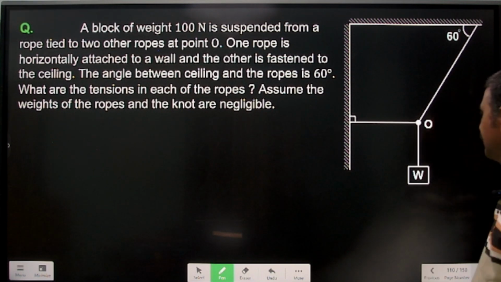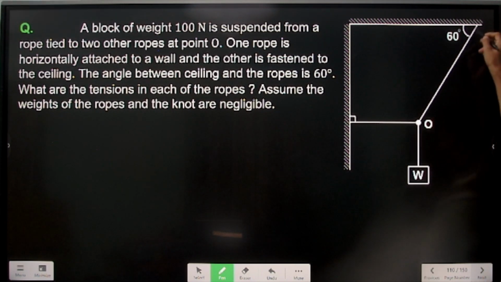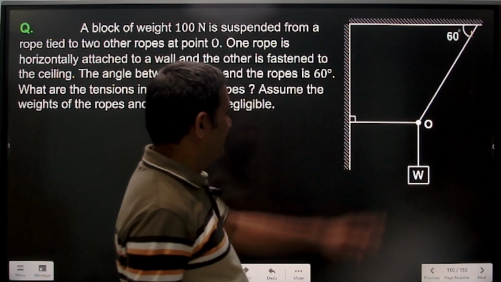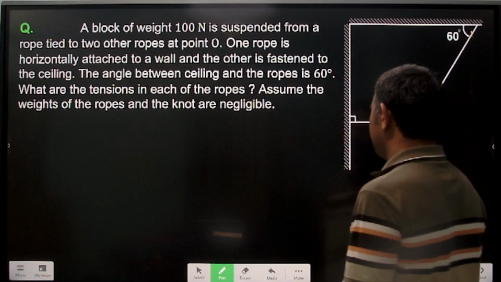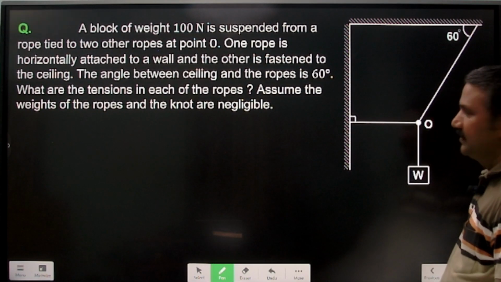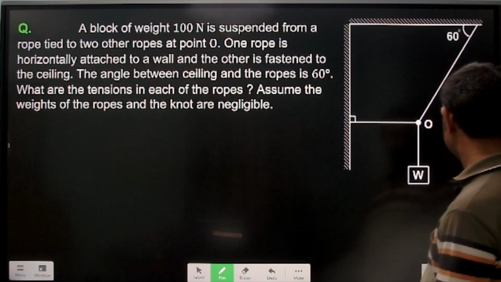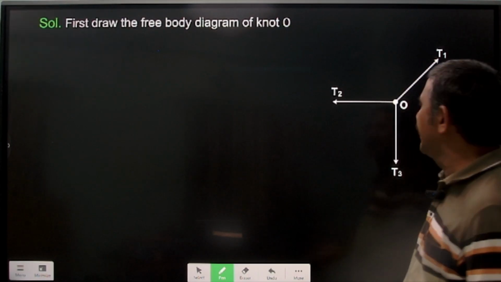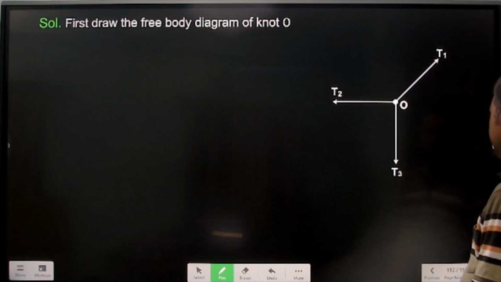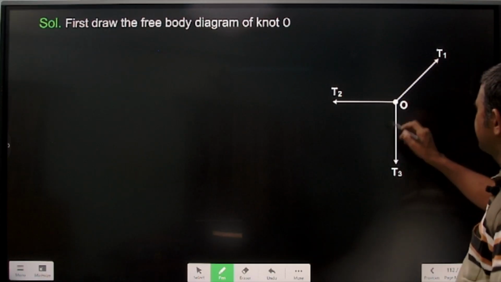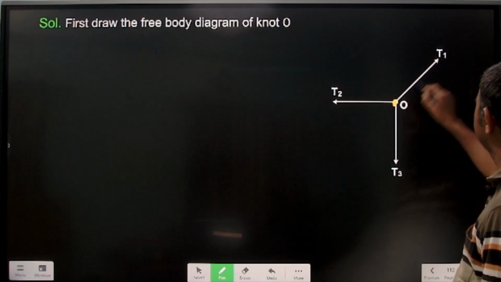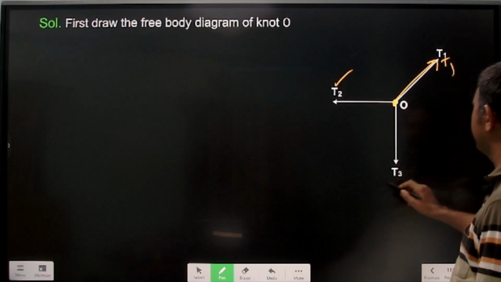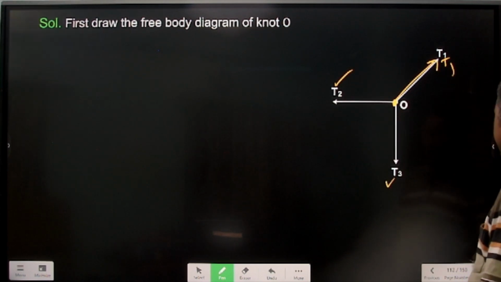That is the question. So here this angle is how much? That angle is 60 degree. Okay, this angle is 60 degree. Now how to solve this type of questions? So here, first draw the free body diagram of the body. Suppose this is the body, and this force is assumed to be tension T1, this is tension T2 and here this is tension T3.